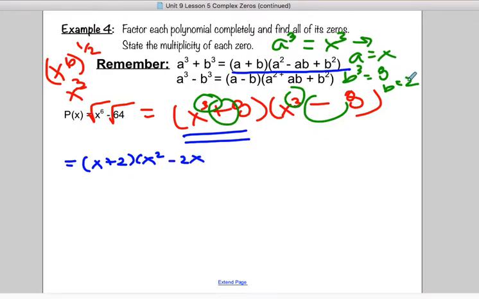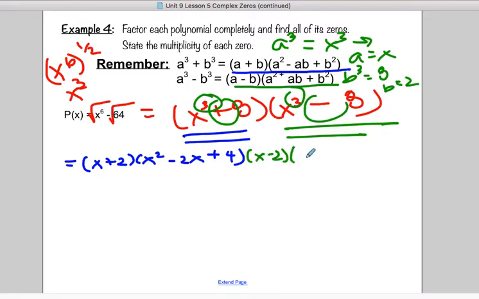Then plus my b squared, so 2 squared is 4. Then I move on. The next one, I'll do it in a different color. The result of x cubed minus 8 all the way factored will be here. We will do x minus 2, a minus b. Then your a squared, so x squared, plus your a times your b. So I will have 2x, and then plus your b squared, which is 4.